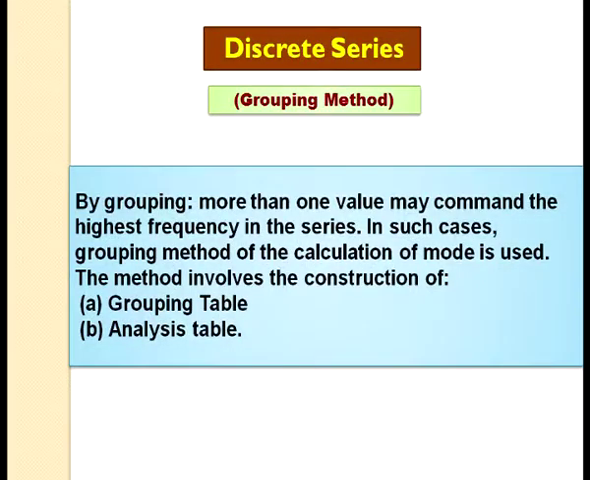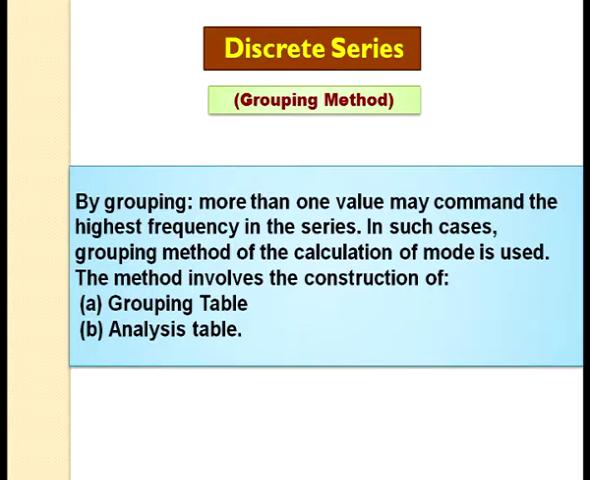When are we going to do it by the grouping method? Because the inspection method was very easy, why are we doing it by the grouping method? The grouping method is done when the highest frequency is more than 1. So, more than one value may command the highest frequency in the series. In such cases, the grouping method of calculation is a must. Otherwise also you can do the grouping method, but it becomes compulsory when the highest frequencies are more than 1.